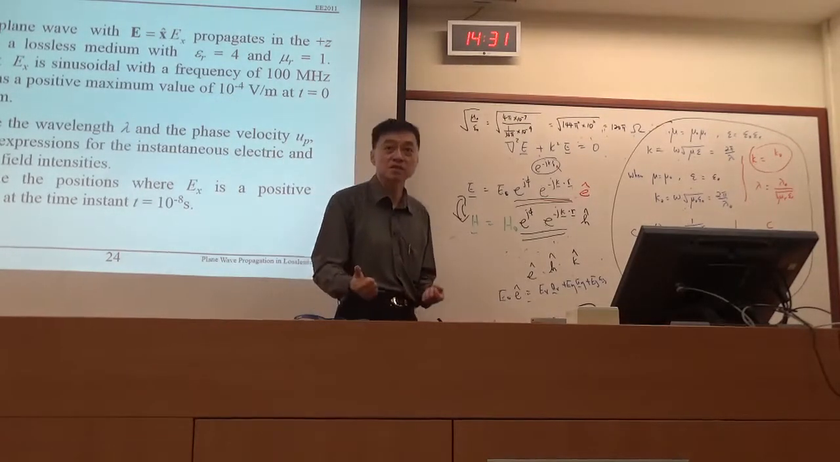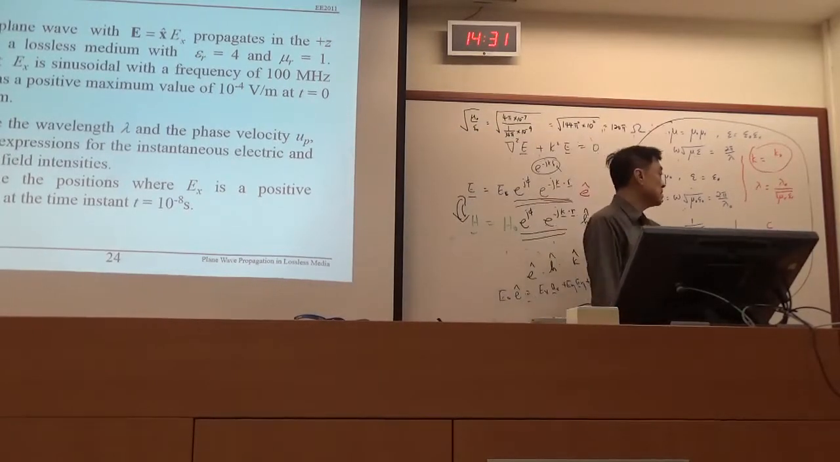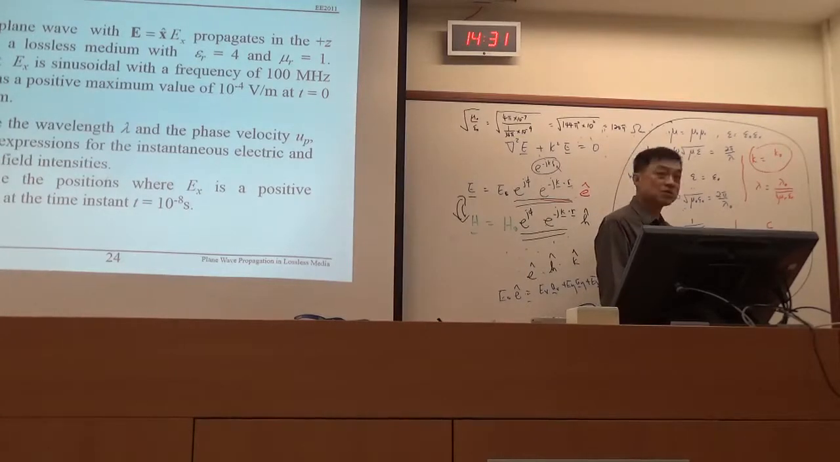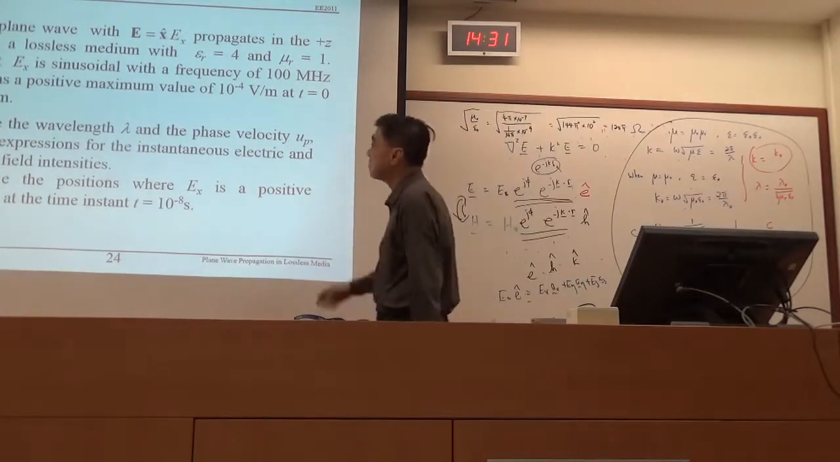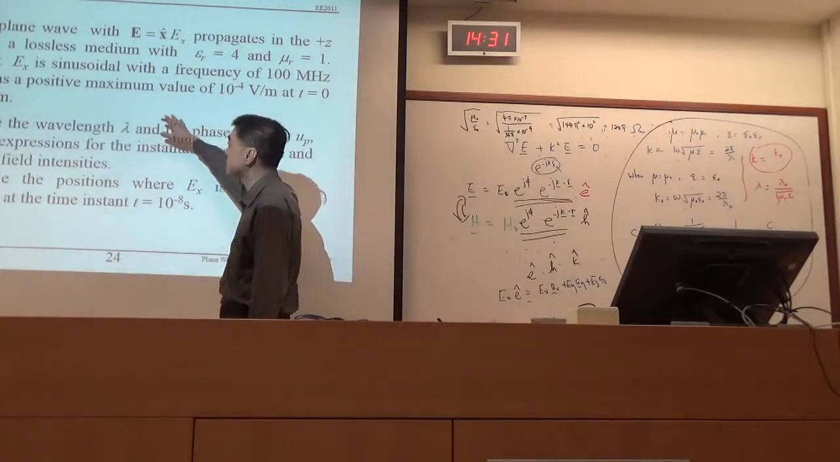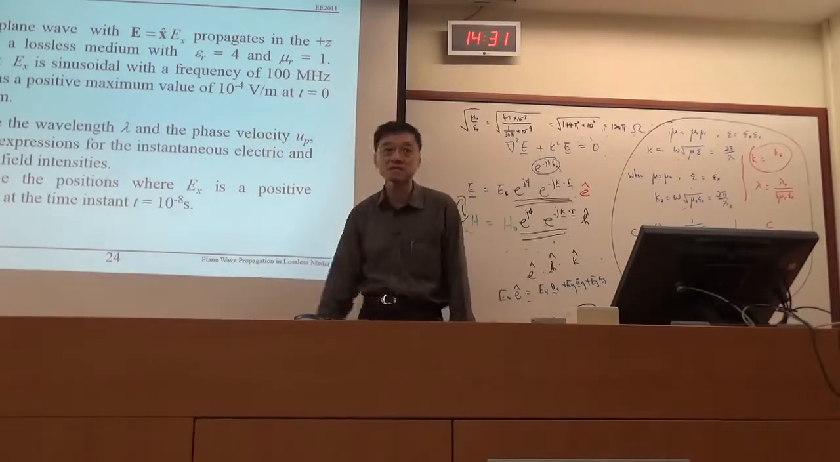That means it is not free space. Okay, it is not free space. That means the velocity is c divided by 2, since the square root of 4 is equal to 2, and the wavelength is equal to the free space wavelength divided by the square root of 4, which is also equal to 2. Okay, mu r equal to 1. Assume that Ex is sinusoidal with a frequency of 100 megahertz.